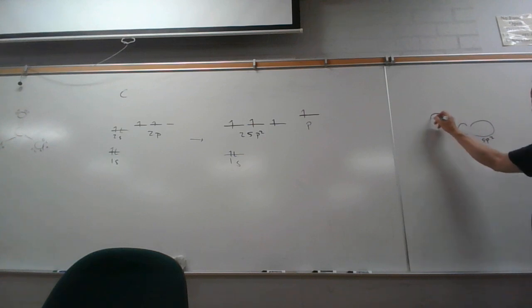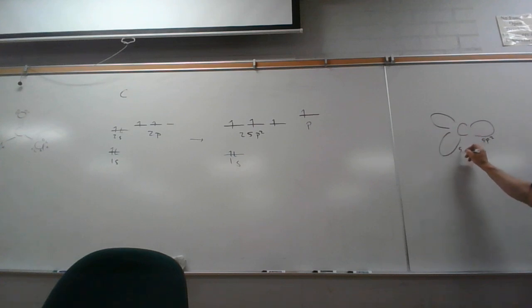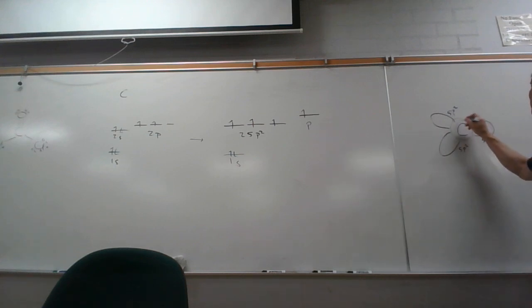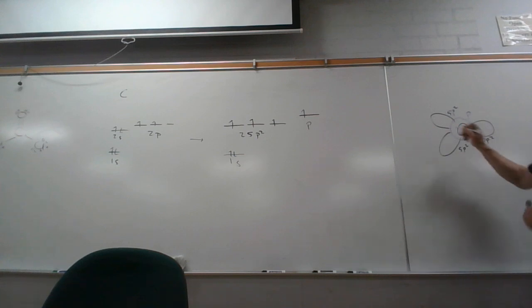The top view is going to look like this, with the p orbital that's going to be perpendicular to the plane of the page, and so that would be my unhybridized p. And in each of these sp2 orbitals, I'll have a single electron. So here, here, and here. Okay, that's carbon.